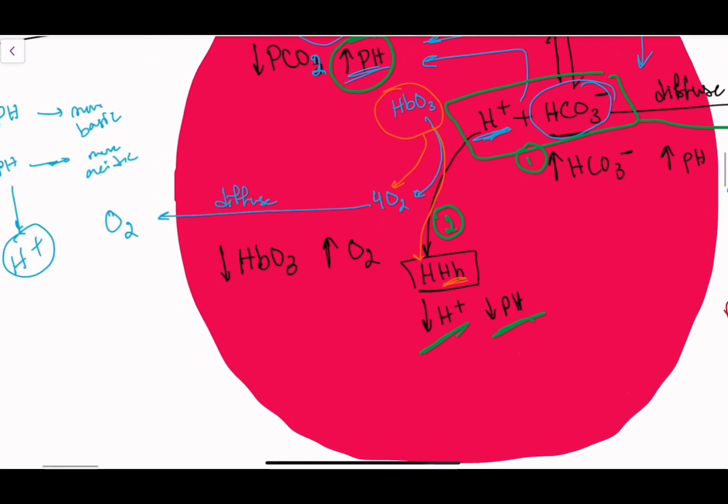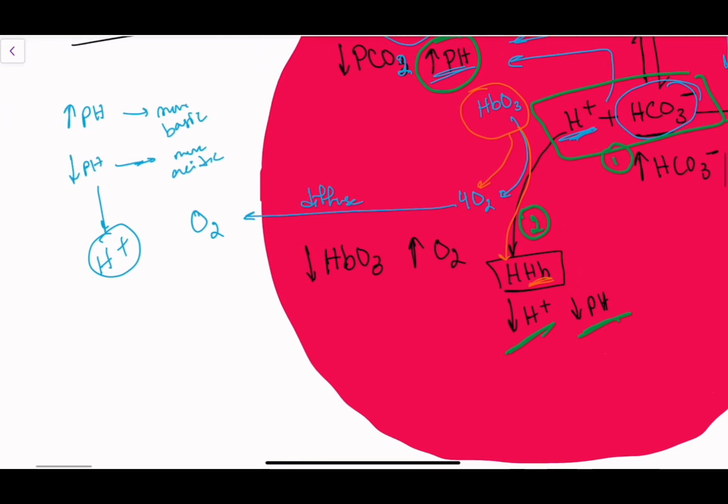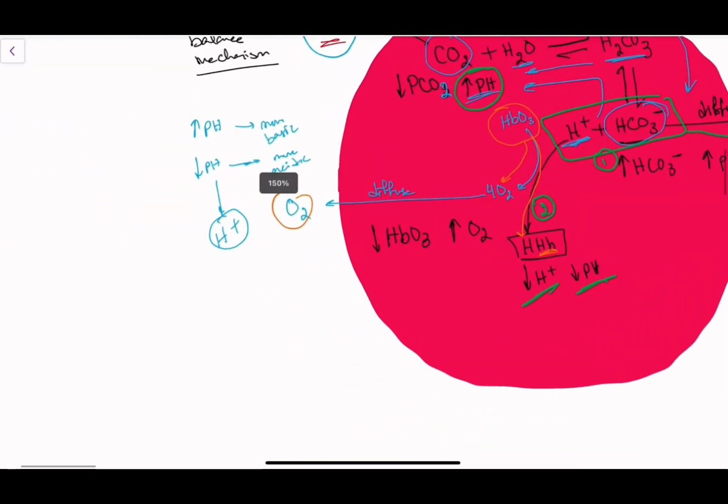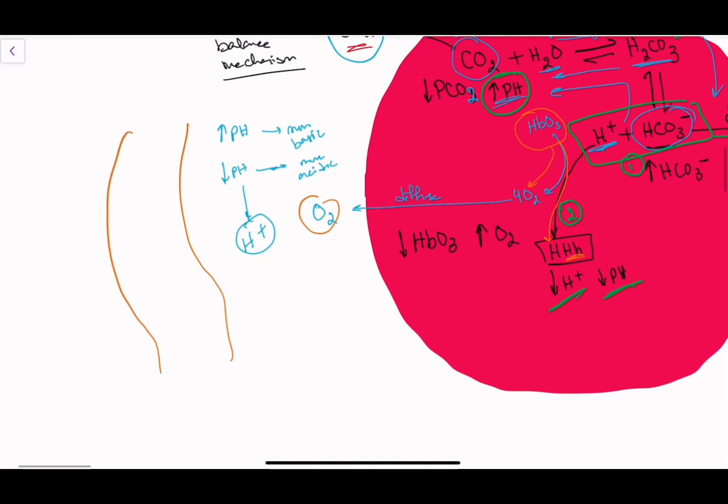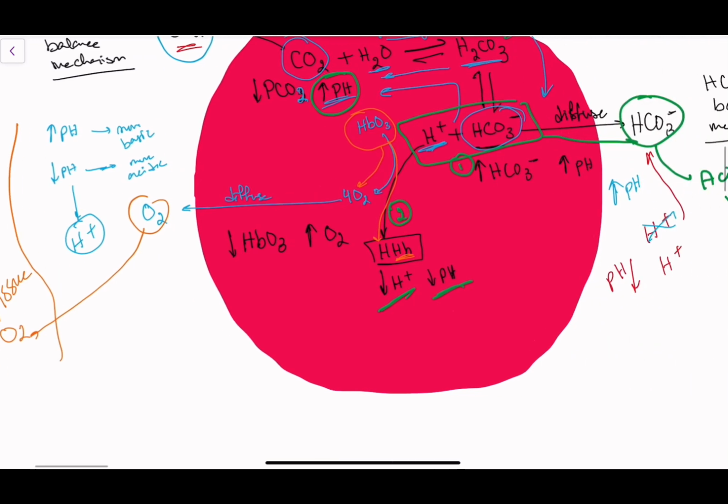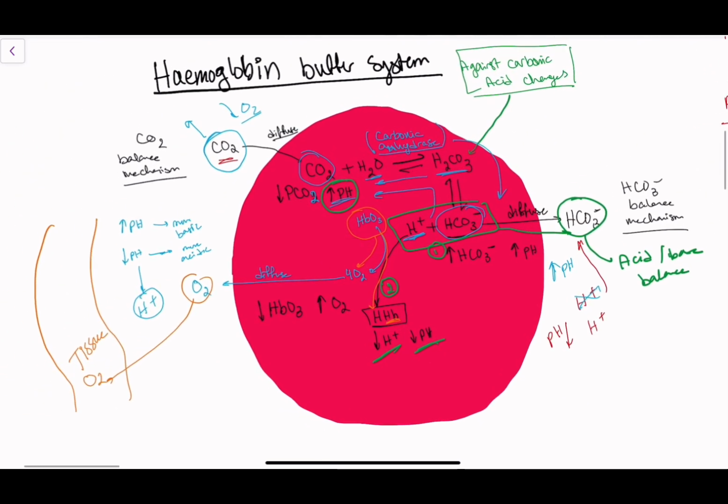The oxygens would then diffuse and go to the tissue. Imagine here we have the tissue, and that oxygen would go in here. This is how the hemoglobin buffer system works, and it is very important against the carbonic acid changes. It can help with that.